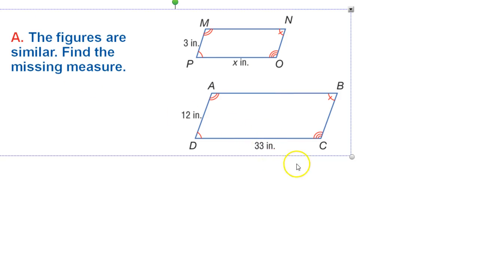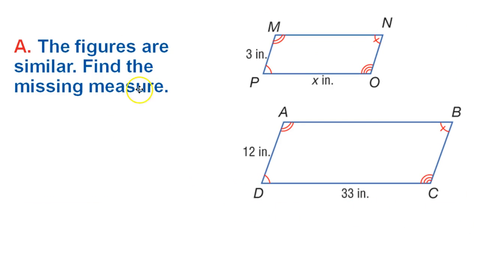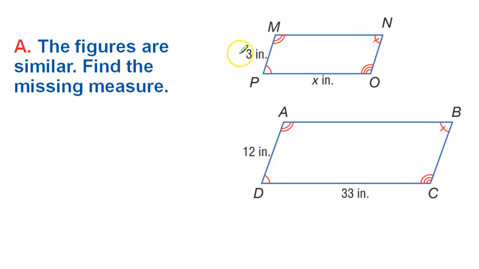Here's the first example, and really what this consists of is you being able to match things up. So for instance, if I look at this, I've got segment MP that I know is 3. M is a double mark, P is a single mark for the angles. If I look down here, that corresponds directly with side AD, which is double mark to single mark for the angles, A to D, M to P. PO is down here, single to triple. D is down here, single. DC is down here, single to triple, and that's the proportion I'm going to set up.